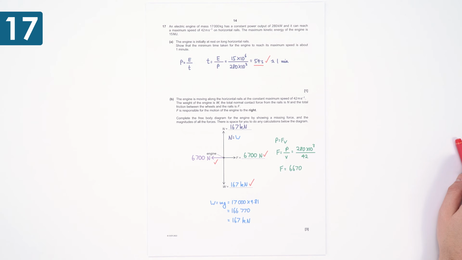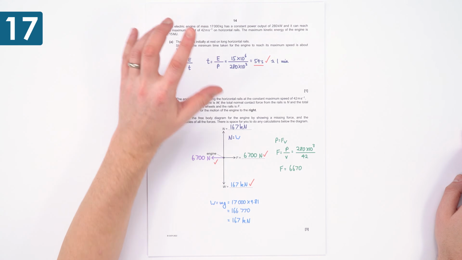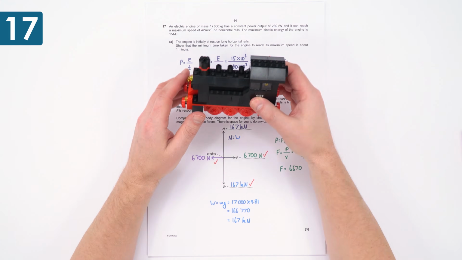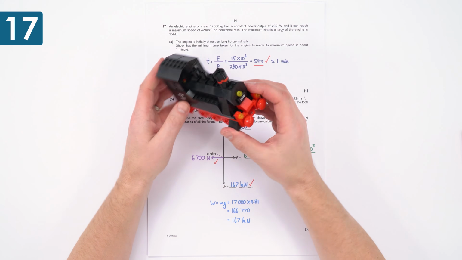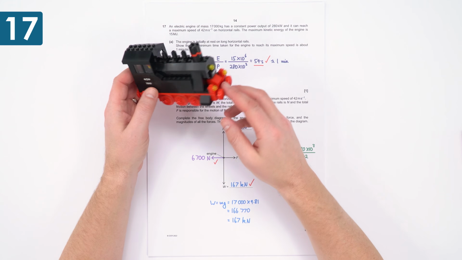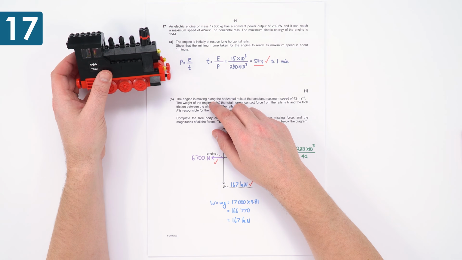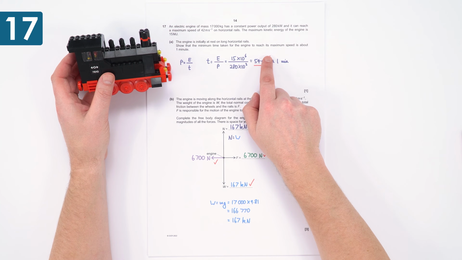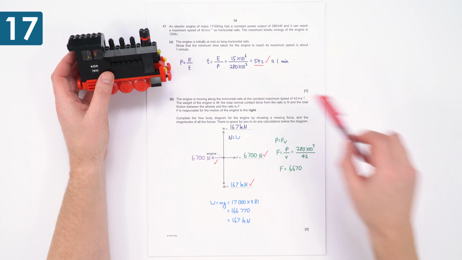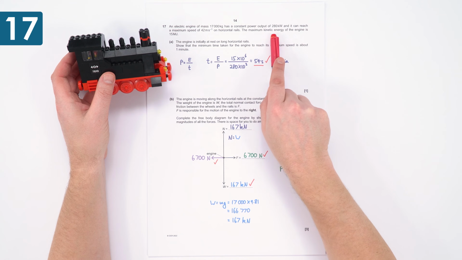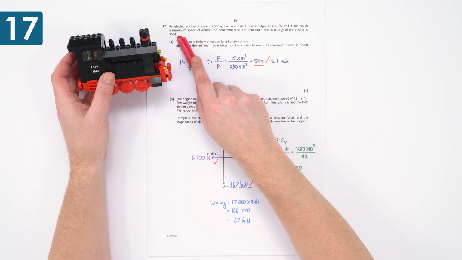For this, it says an electric engine. Now, unfortunately, I don't actually have a Lego model of a train that's electric, so we're going to have to imagine that this kind of old-style train is the electric engine. And we need to show that the time taken for the engine to reach its maximum speed is about a minute. So, it says in the question the power output, and it also talks about the maximum kinetic energy, which is going to be 15 megajoules.